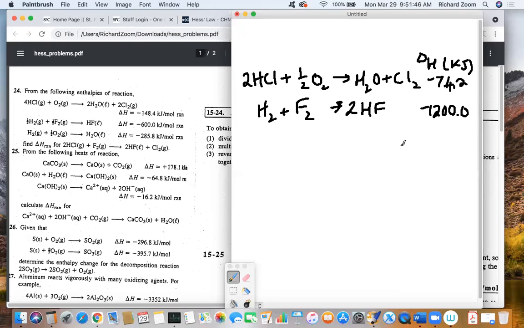Any questions so far? Anybody have any concerns about why I multiplied the second reaction by 2? I didn't flip it because it was on the correct side as well. The F2 is on the correct side. Okay.